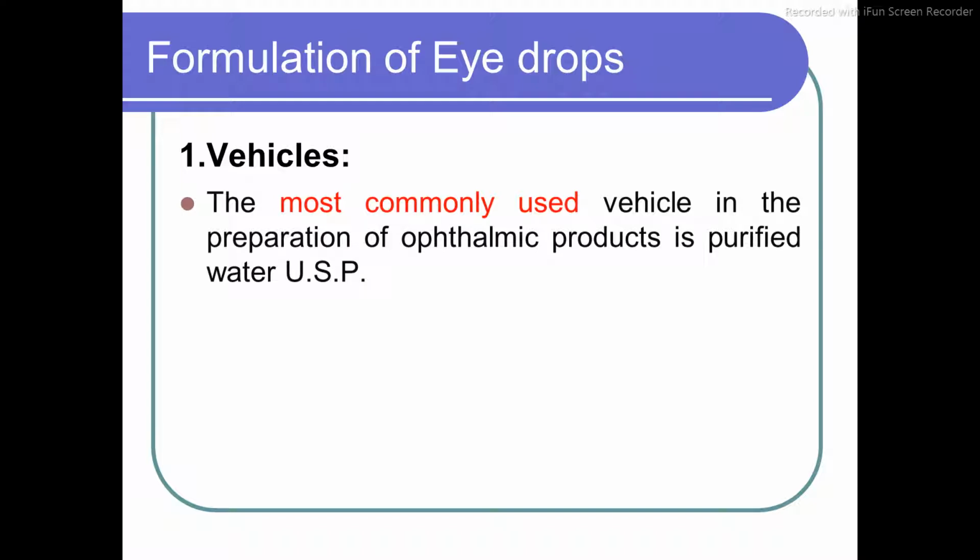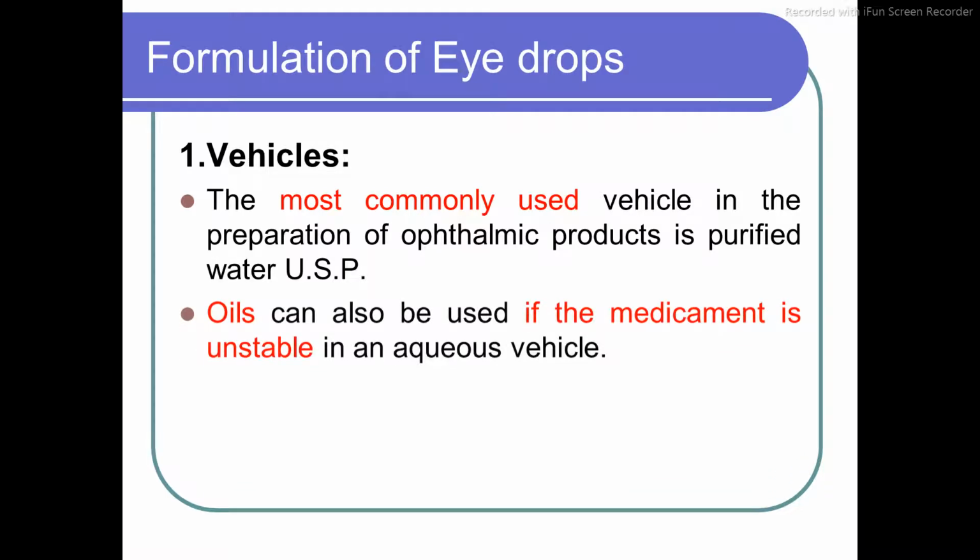So water, as we already discussed in parenterals also, our body is made up of 70% of water, and the water is very easily available and it is available at very low cost. So that's why we are preferring water as a vehicle for ophthalmic preparation.